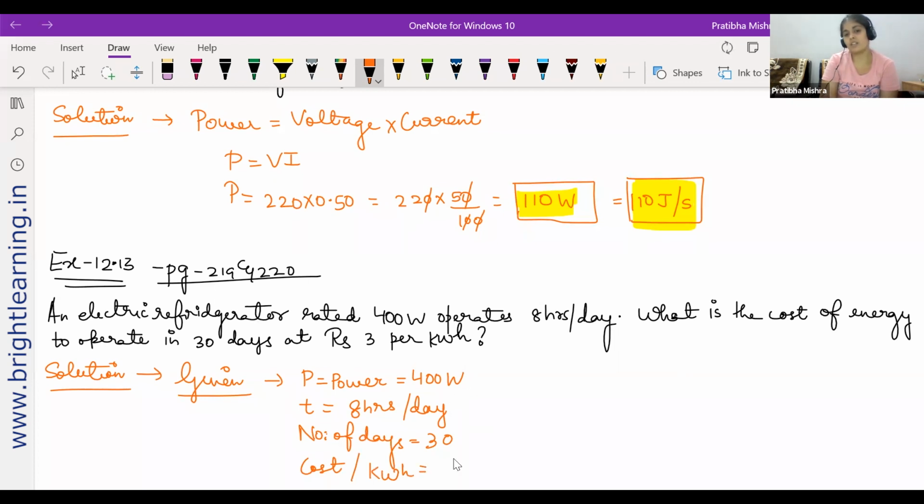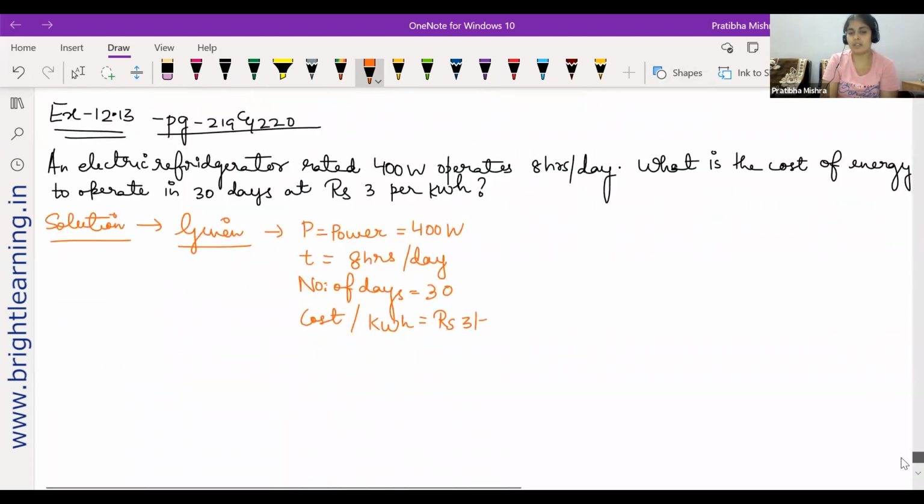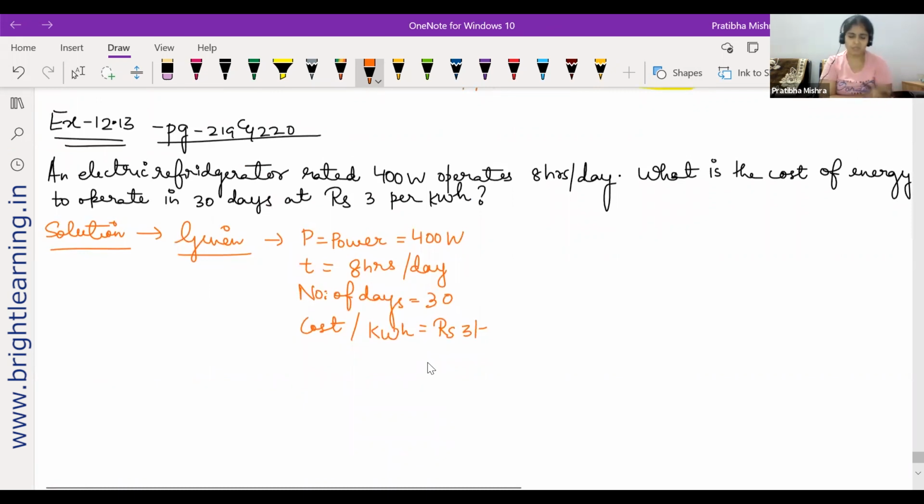So right now we just have what? Probably we have to convert it. Okay. Probably we have to convert it into kilowatt. Now, which formula do you think you can actually use over here? So let's calculate it for 1 day first. What is the energy dissipated, right? Or what is the cost?